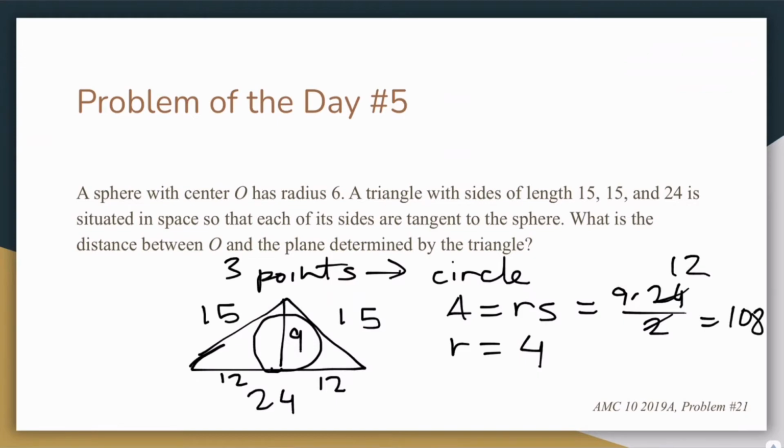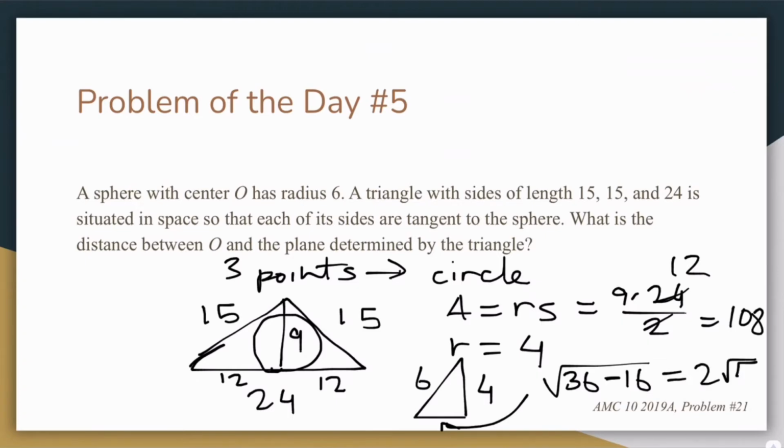So now we can easily find the distance, since the distance from a circle on a sphere with some radius we can find with the triangle. So we know that this is going to be 6, and we know that this is 4. So the distance is just the square root of 36 minus 16, or 2 root 5, which is our answer.